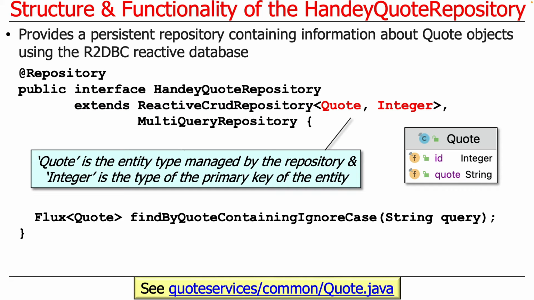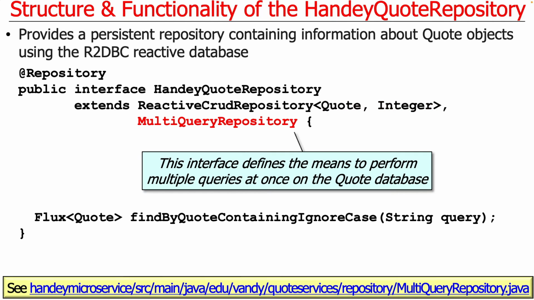It's parameterized by two elements. One is the quote, which is the item that's in the database. That's a record, for example. It's a row in the database. And then we also have an integer, which is the primary key. That's the quote class we'd looked at before. And we mark that as an entity so it knows exactly how that works.